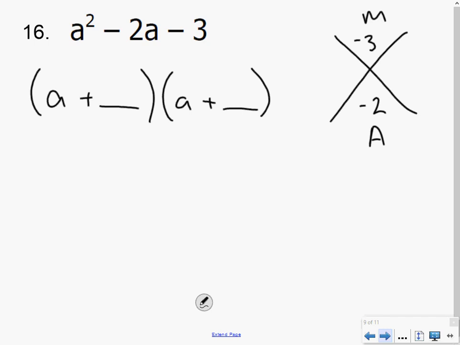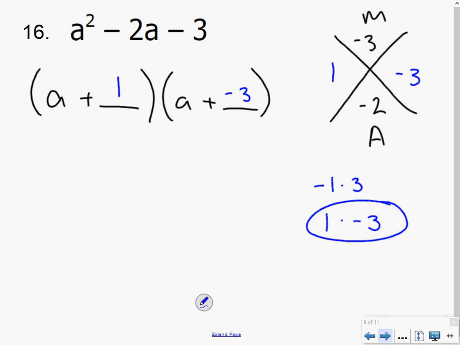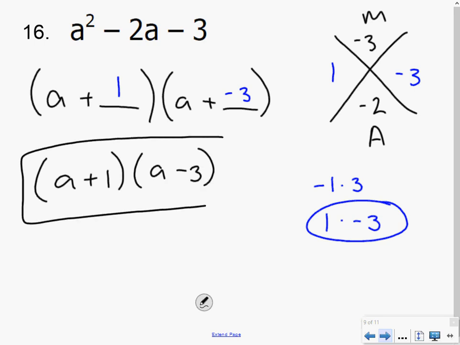So to get negative 3, it's either going to be negative 1 times 3 or positive 1 times negative 3. The one that adds to negative 2 is a positive 1 and a negative 3. So we get a plus 1, a plus negative. I'm going to rewrite. So we have a plus 1 times a minus 3. And there we go.